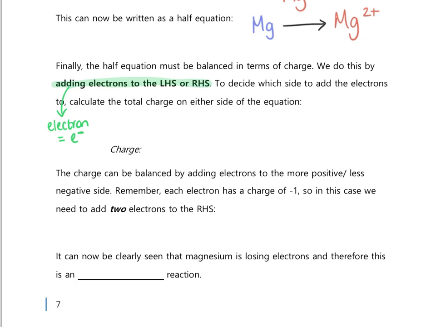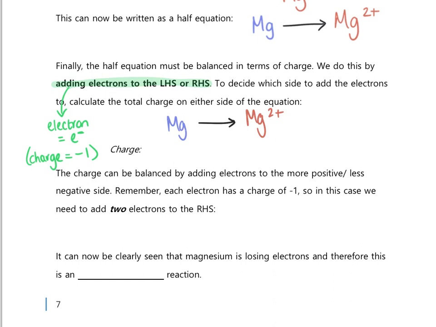Let's just do a quick recap of how we represent electrons in a half equation. We write it as e minus, with that little minus as a superscript on the top right hand corner. And what is the charge on an electron? The charge is -1. So when you add an electron to either side of the equation, that's going to bring the charge of that side of the equation down by 1.